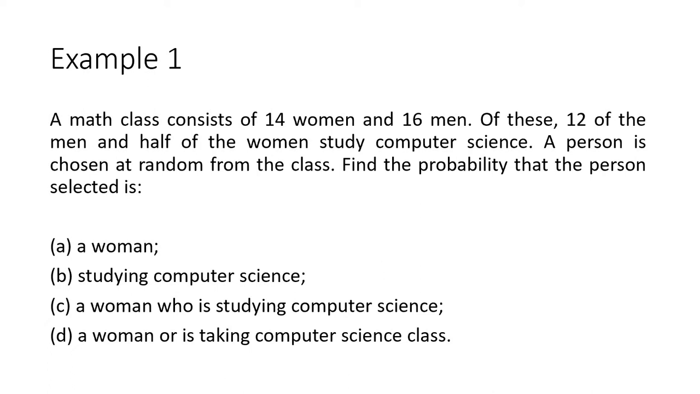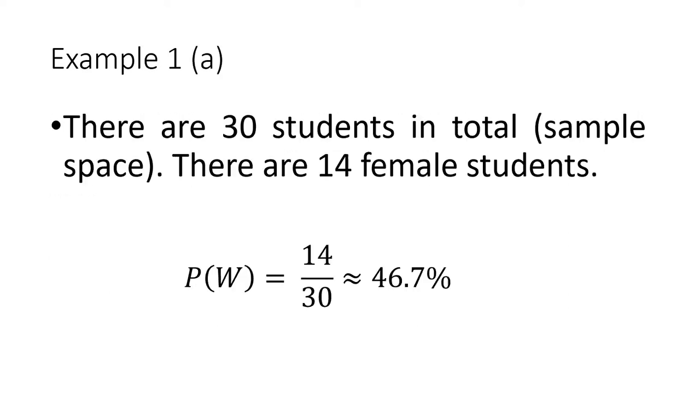We have to find the probability that this randomly selected person is: A, a woman; B, studying computer science; C, a woman who is studying computer science; D, a woman or is taking computer science classes. So let's start with the one which is relatively easy.